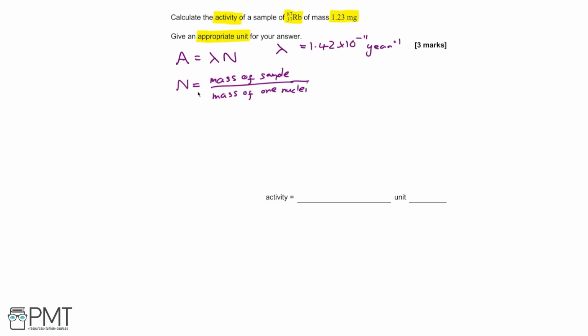So the reason for this is if I multiply the number of particles by the mass of one nuclei, then I should get the mass of the whole sample. So therefore, n is the number of radioactive nuclei. So first, we calculate n.